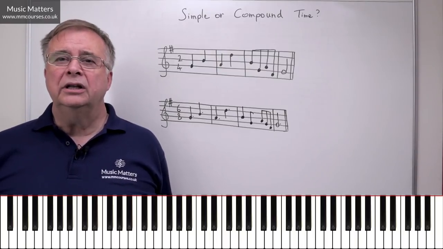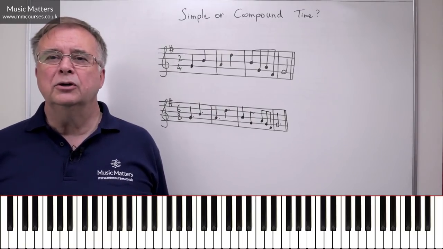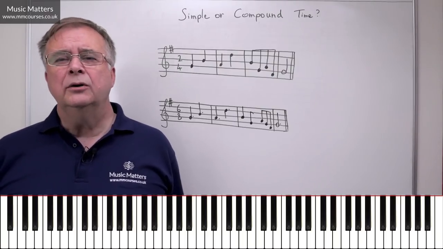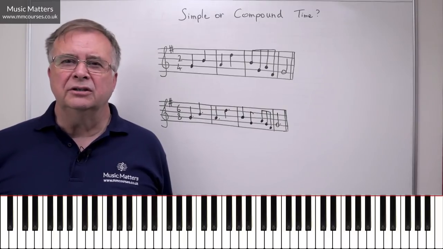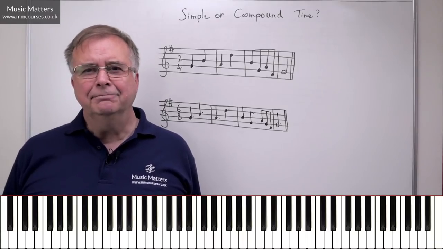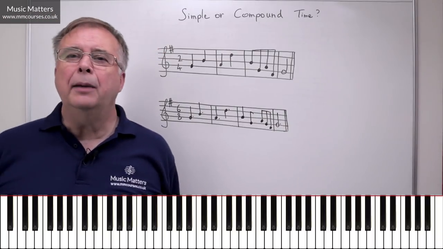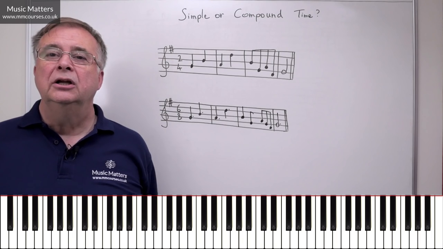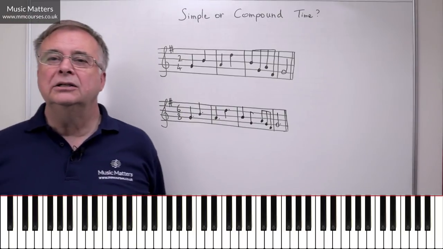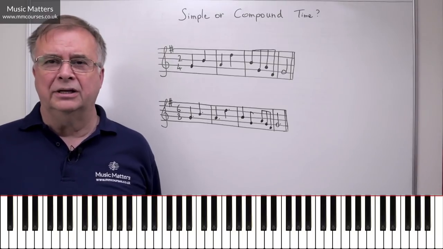Well, you can look on the Music Matters website and find detailed explanations of simple and compound time during the course of the grade 1 to 5 theory package. So I'll try and give you a very abbreviated version of that, but the full information is all there if you want it. Basically, if you have 2, 3, or 4 as the upper number in a time signature, you're in simple time. If you have 6, 9, or 12 as the upper number in a time signature, you're in compound time.